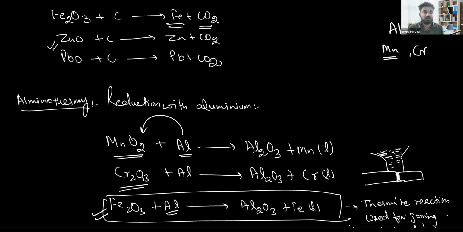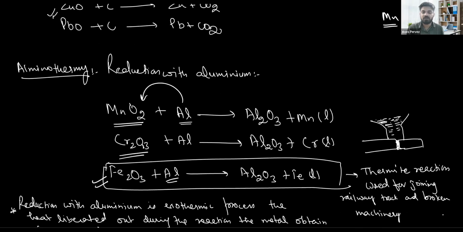Please note it down here that reduction with aluminium is called aluminothermy. If you are using aluminium as a reducing agent, then the process is called aluminothermy. But if you are using aluminium and Fe2O3, this reaction has a special name, and that is called the thermite reaction.